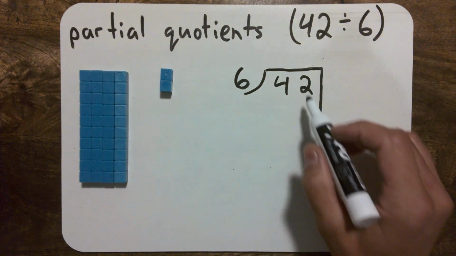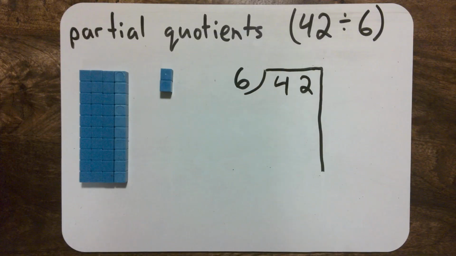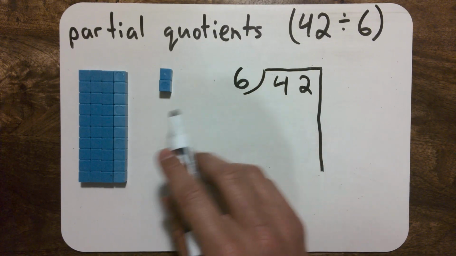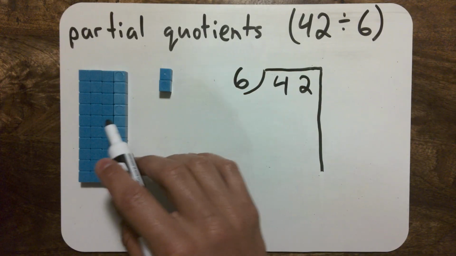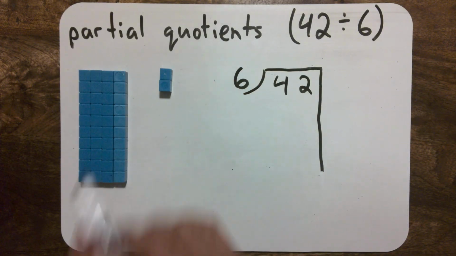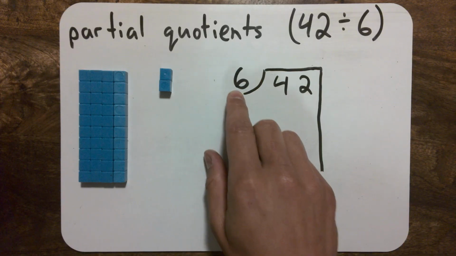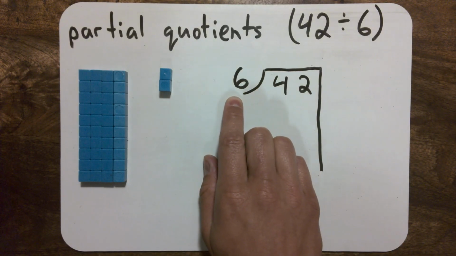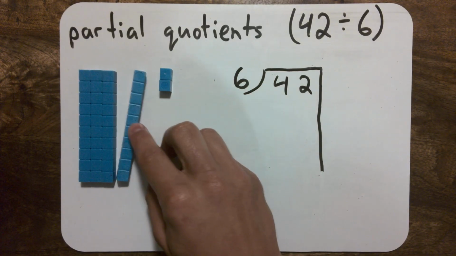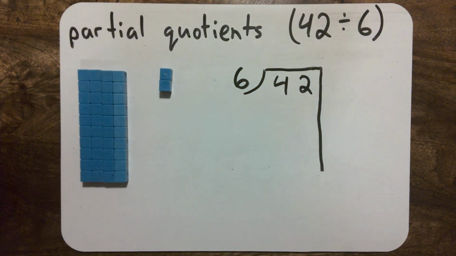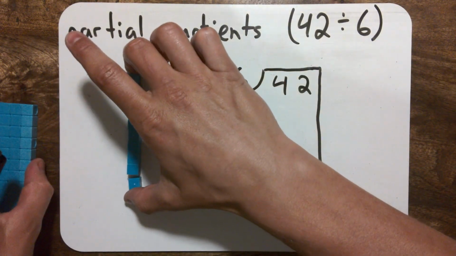But we'll say from these 42, maybe I know that I can create 5 groups that have a size of 6, and that would require me to take away 30 of these base 10 blocks over here. In the concrete model, we can't leave these 10s as 10s. Instead of thinking of those as 4 10s, think of those as 4 1s. So I'm actually going to swap all of these out.